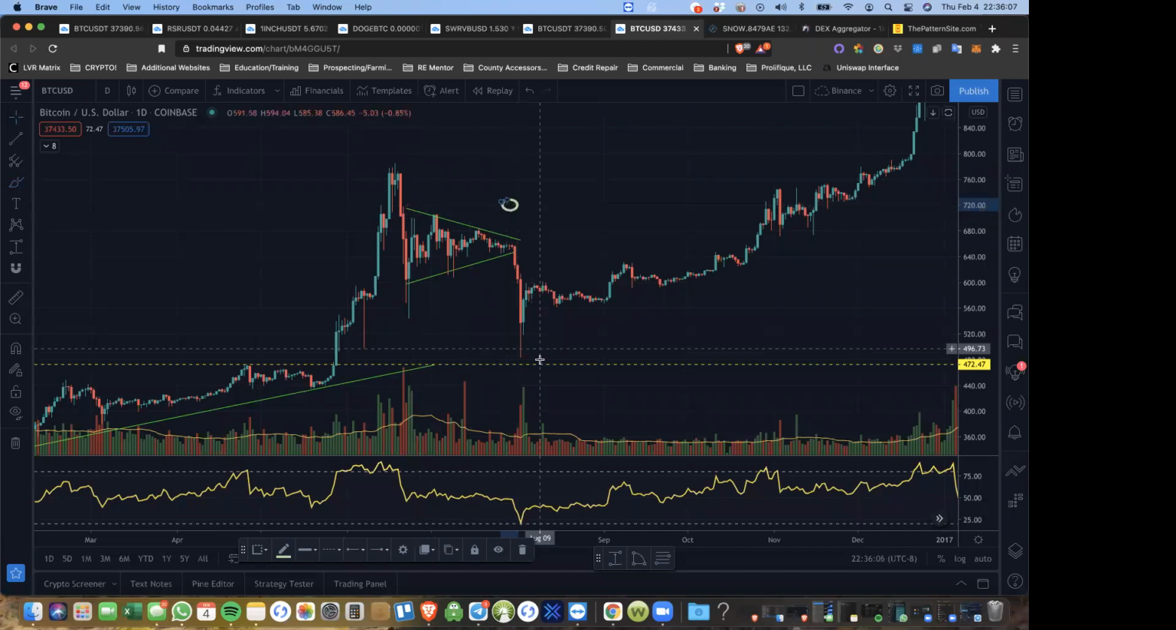So a lot of people are saying, oh, we're going to go back down. The only reason they're saying that is because they want to buy cheaper. So don't let your emotions and your greed control and influence and lie to you. Let the chart tell you what is going to happen.